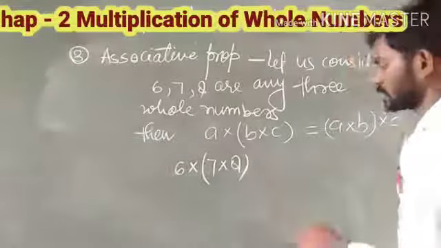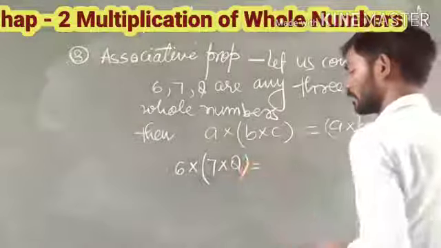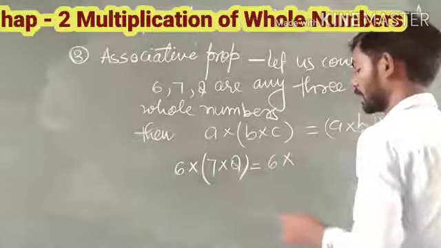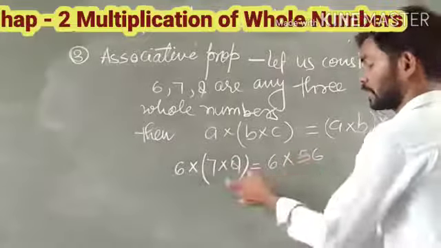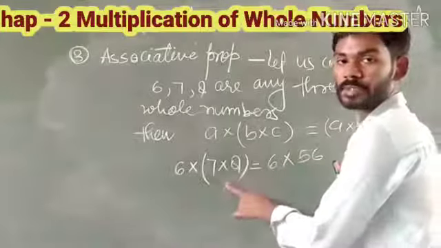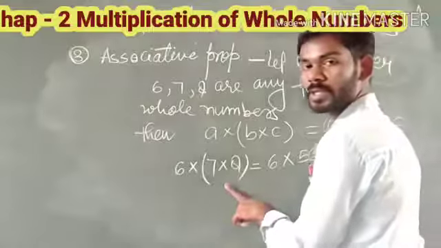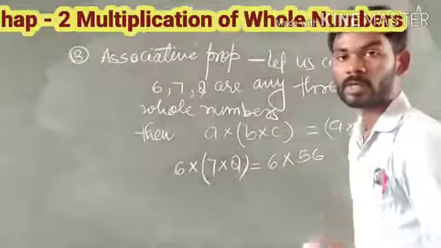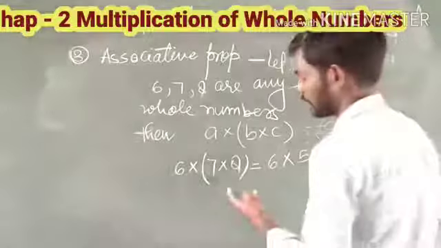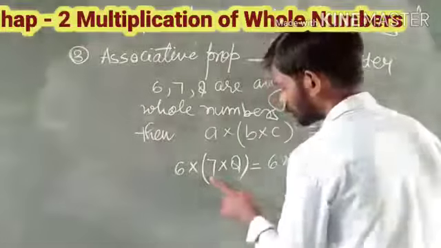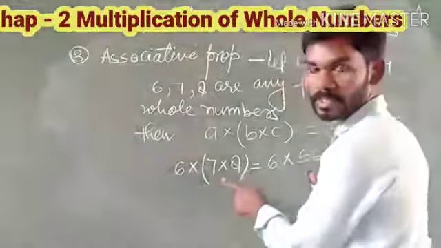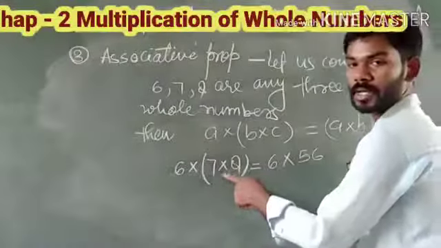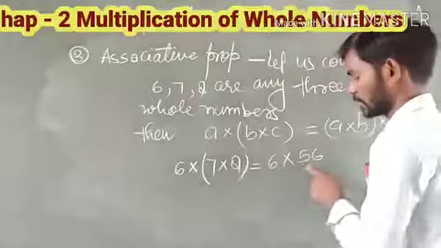So first of all see this. This will be equal to (6 multiplied by 7) multiplied by 8. Here we follow the rule of simplification, which suggests that first of all solve those numbers which are inside the bracket. That is why we shall solve the number that is inside the bracket. And here the product of 7 and 8 is 56.